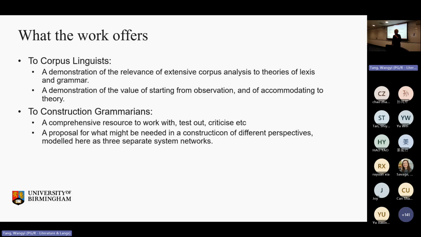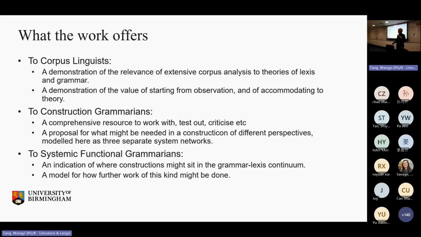You've got them there. And I think it's a proposal for what you need to put together a constructicon, if you're going to say, let's have a structured account of the constructions in a language. I'm proposing that you actually need to do that in lots of different ways, because you need a network that goes from form to meaning, and you need a network that goes from meaning to form, and then you actually need another network, which is the systemic network that goes from meaning to form in a slightly different way. So a bit of a challenge there, perhaps, for construction grammarians.